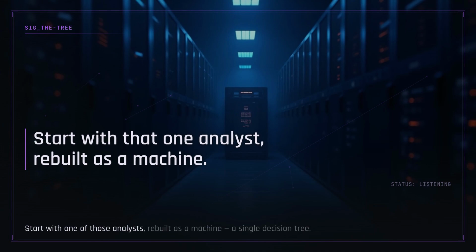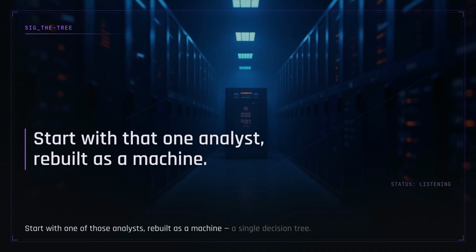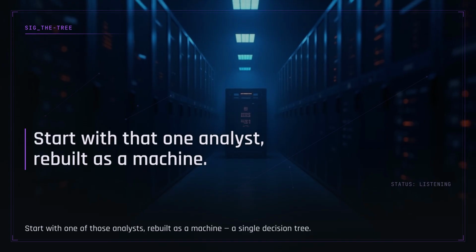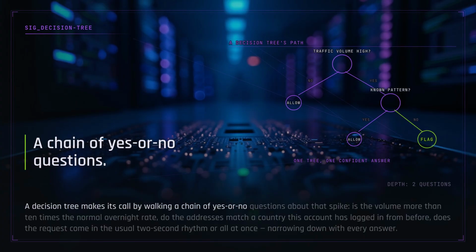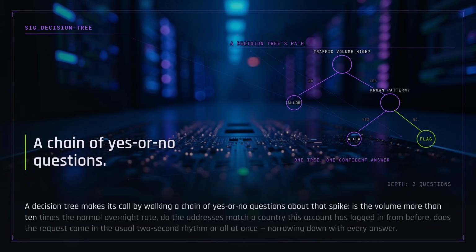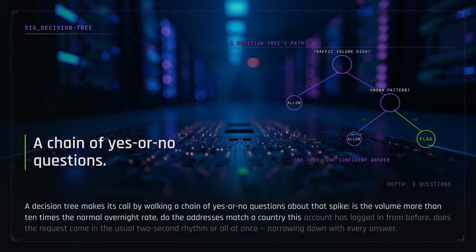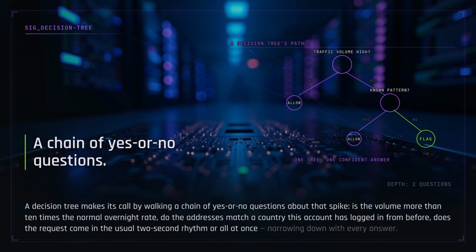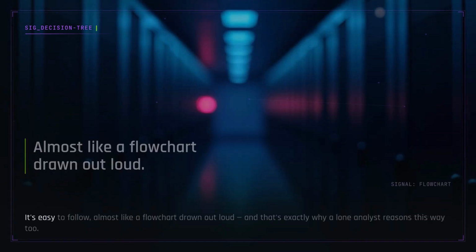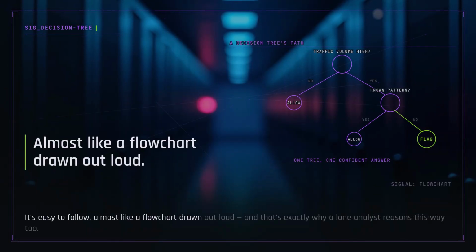Start with one of those analysts, rebuilt as a machine, a single decision tree. A decision tree makes its call by walking a chain of yes or no questions about that spike. Is the volume more than 10 times the normal overnight rate? Do the addresses match a country this account has logged in from before? Does the request come in the usual 2-second rhythm or all at once? Narrowing down with every answer. It's easy to follow, almost like a flowchart drawn out loud.